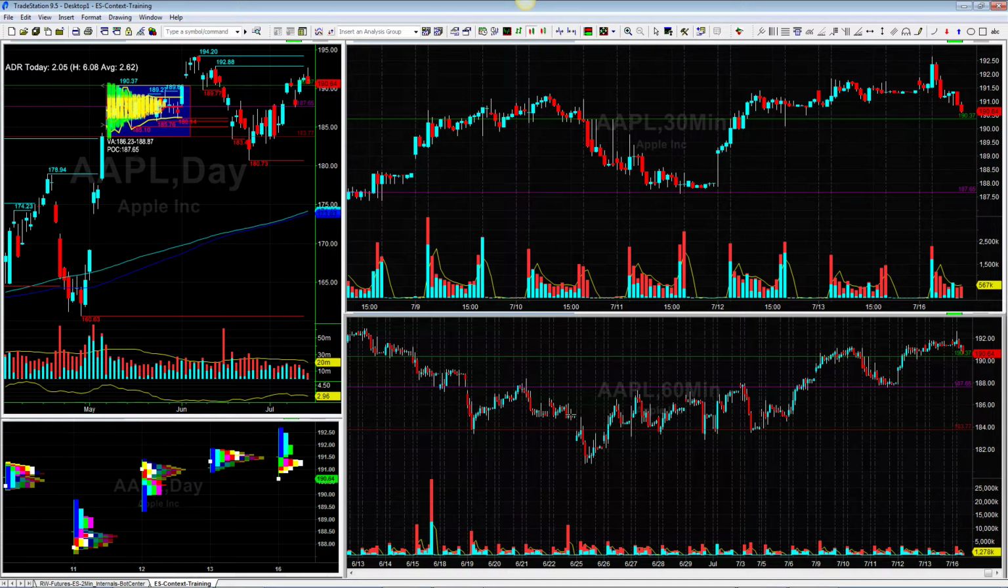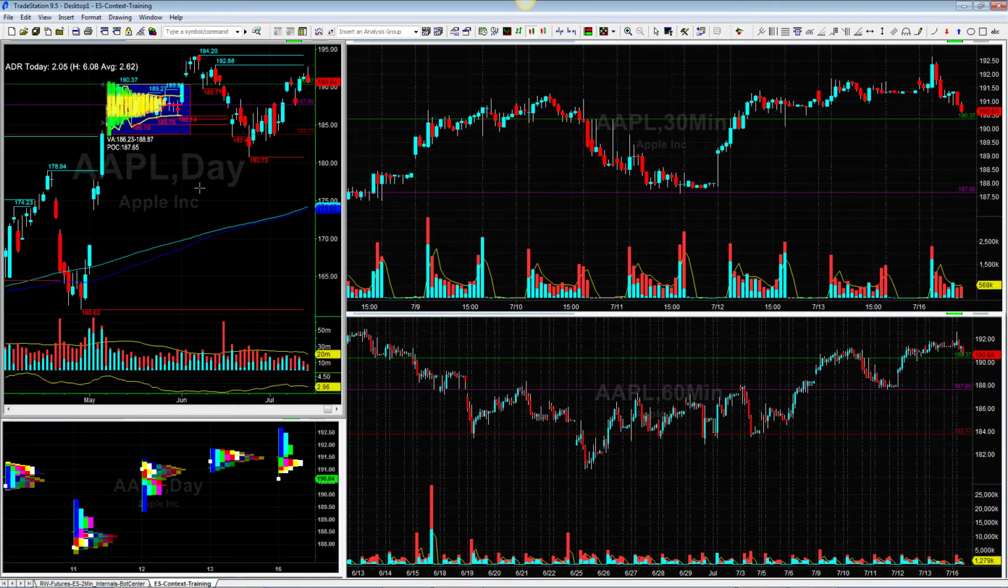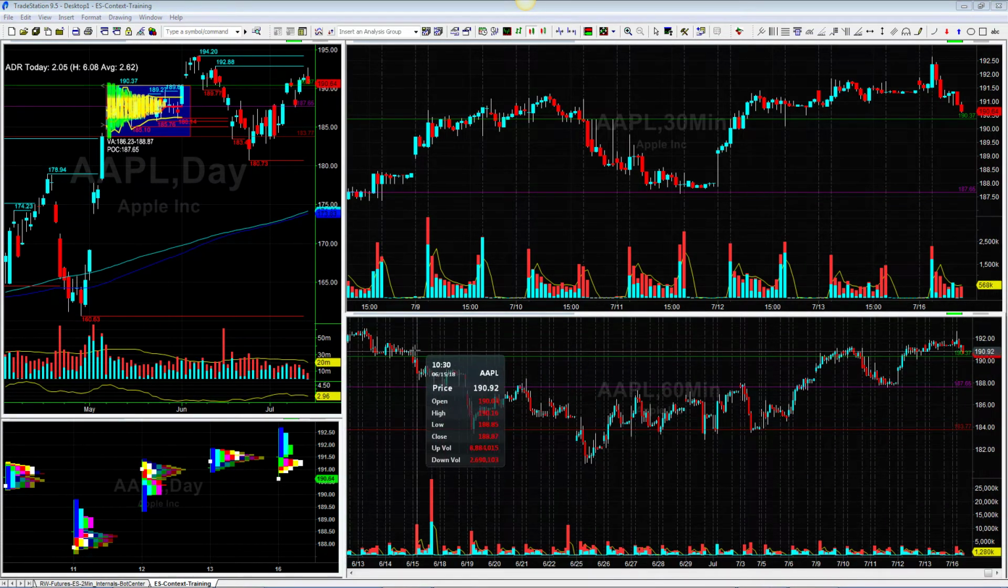There's a lot of the same names that come up constantly, and I think that if you were to sit down and do some contextual analysis, draw out your balance areas, find your major support and resistance, get the volume points of control, balance areas, all that stuff, it'll give you the upper hand. Because as you can see, after almost 2 months, this balance area from the daily chart still held very true. Look at the support level at 183.77.